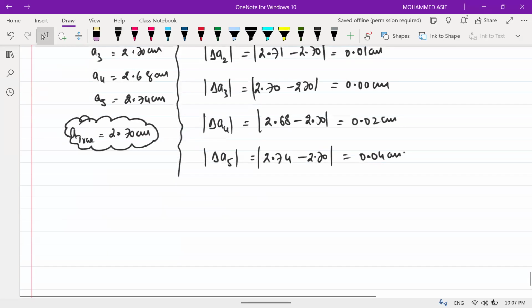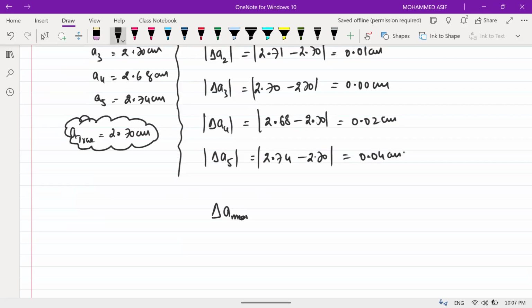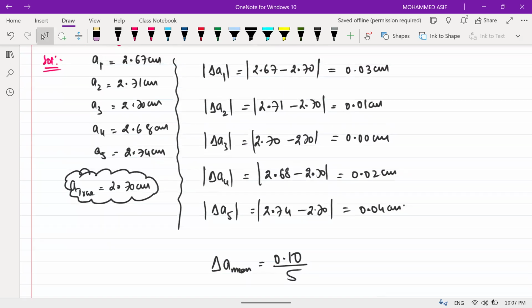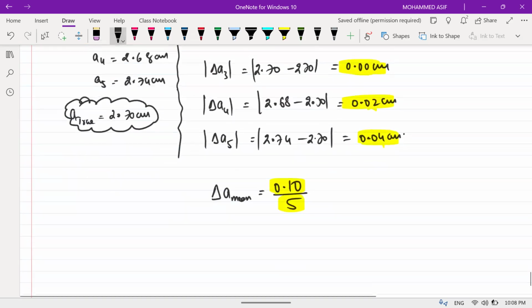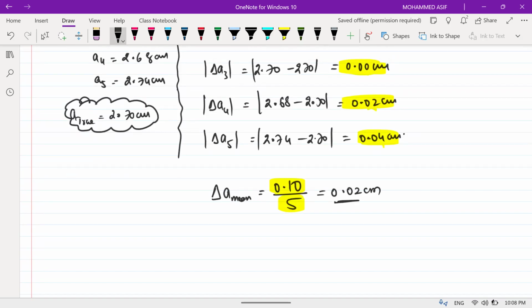So what will be the mean of these? Delta A mean will be equal to the sum of all of them divided by 5. You need to add all these numbers: this one, this one, this one, this one, and this one. So it is 0.10. Number of observations is 5. So that value will come out as 0.10 divided by 5, which is approximately 0.02 centimeters.